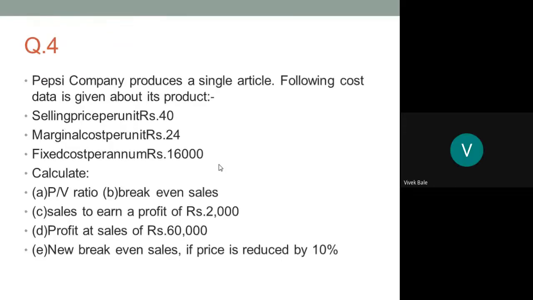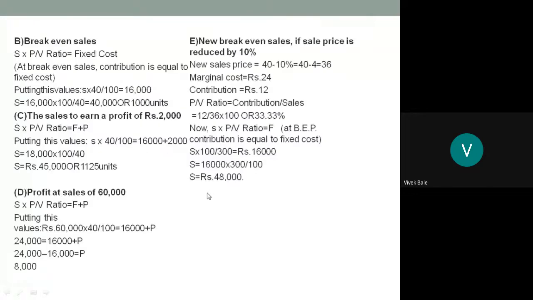Okay, now the second question was break-even sales. Therefore, I am moving on to the second part of the solution, that is break-even sales. To calculate the break-even sales, we have a formula. One formula is fixed cost divided by PV ratio, and the second formula is sales into PV ratio equals fixed cost. So at the break-even sales, contribution is equal to fixed cost.